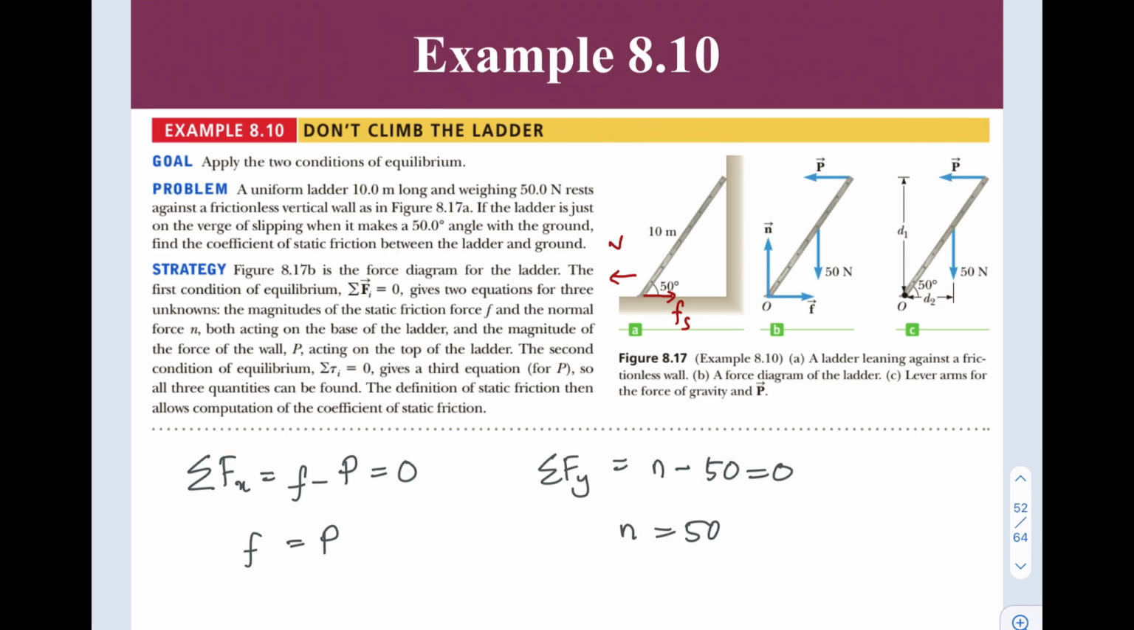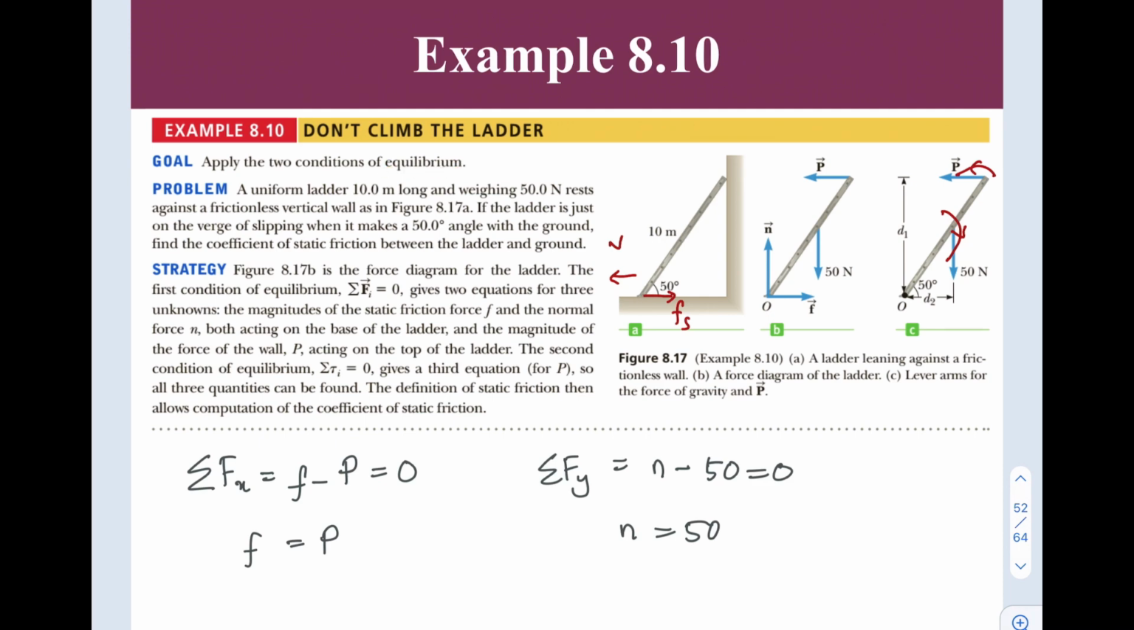I suggest you select the point that has as many unknowns as possible, so that the torque due to that particular unknown will be 0 when we calculate the sum of torque equal to 0. So now we're going to choose point O as our pivot. The possible rotation due to P is counterclockwise, and the possible rotation due to the 50 Newton is clockwise, which is going to give us negative.